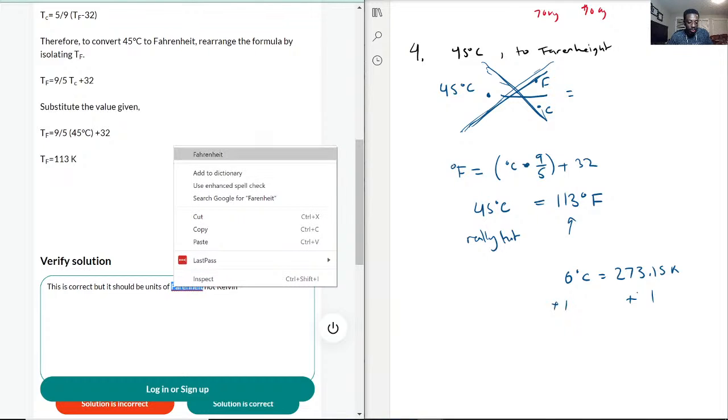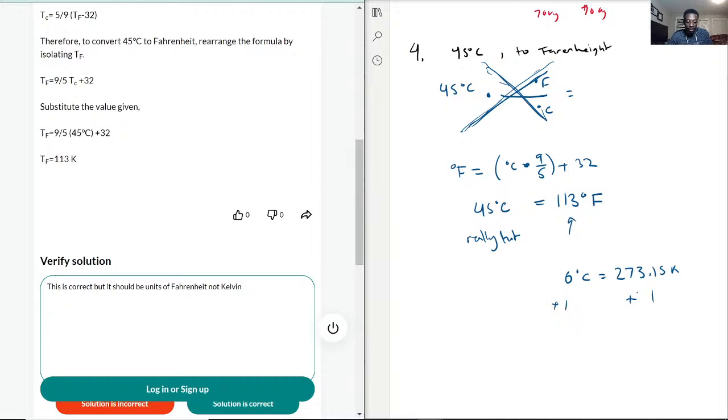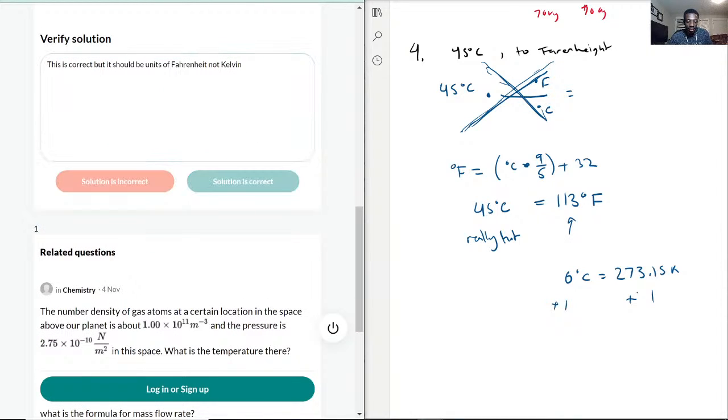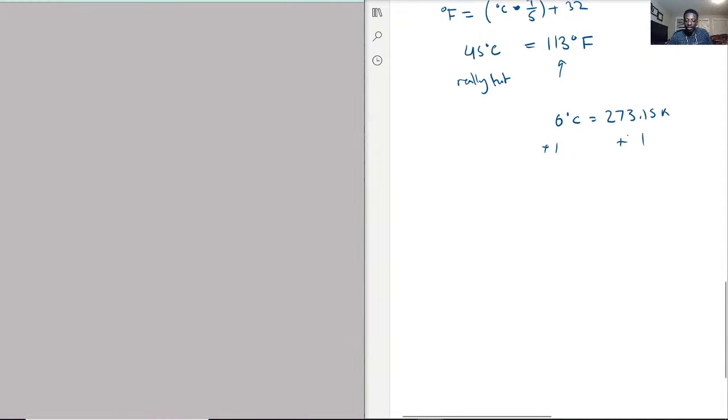Fahrenheit's always a tricky word to spell. Yeah, I would not expect that. So, with that, this is correct. Let's move on to question 5.